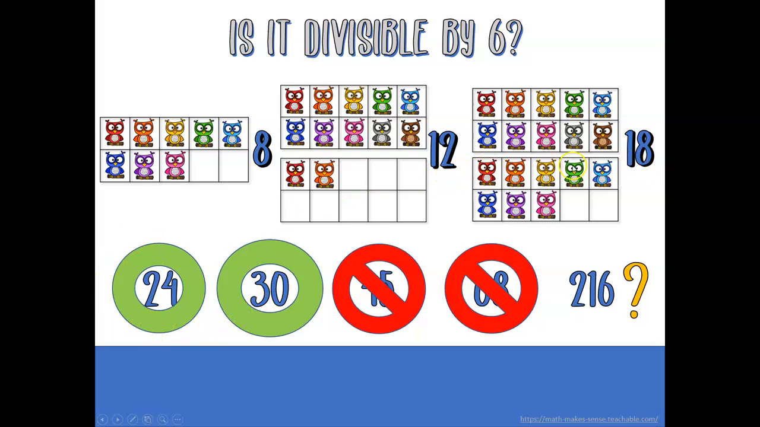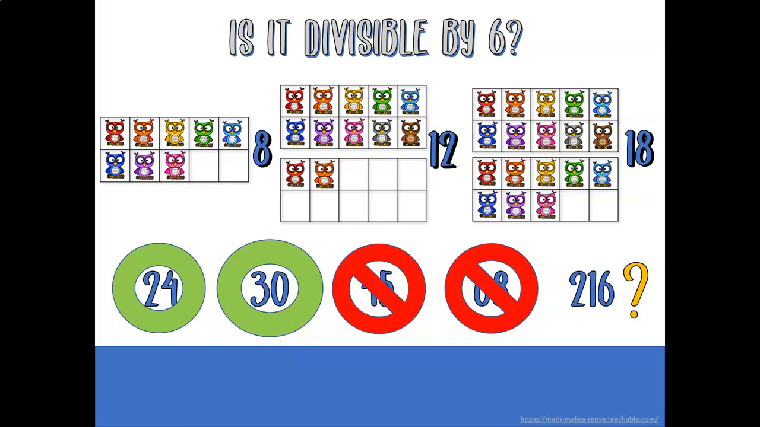So something in common with all of those is that they all end in an even number. So that is one thing. You can try a lot more numbers if you want to try this one. But everything that's divisible by 6 has to be an even number, first of all.